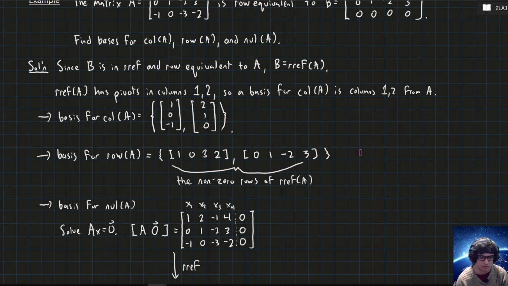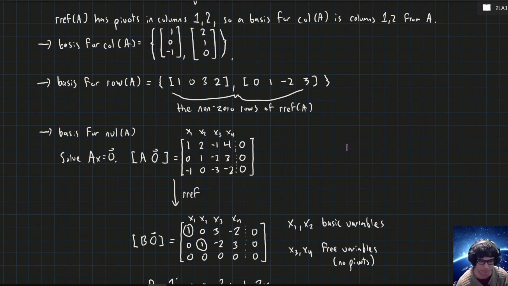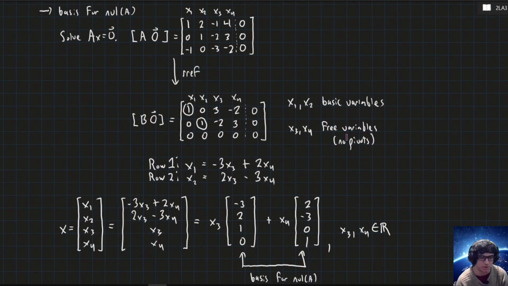Okay, so what about the null space? Usually the null space is the most amount of work. So we want to solve for AX equals 0, the homogeneous equation. I'm going to set up the augmented matrix A and the 0 vector.